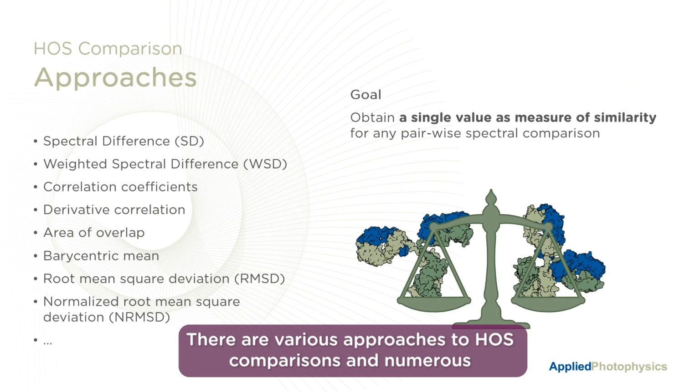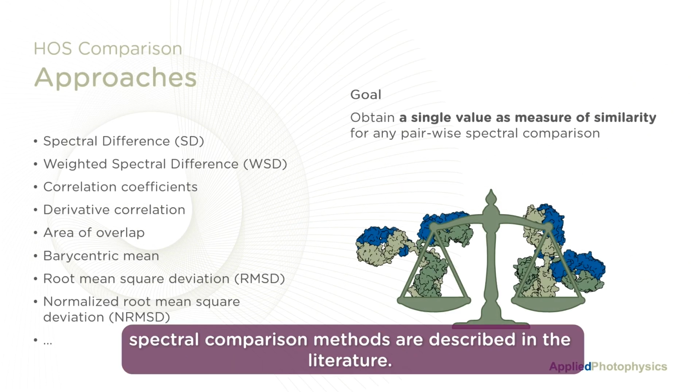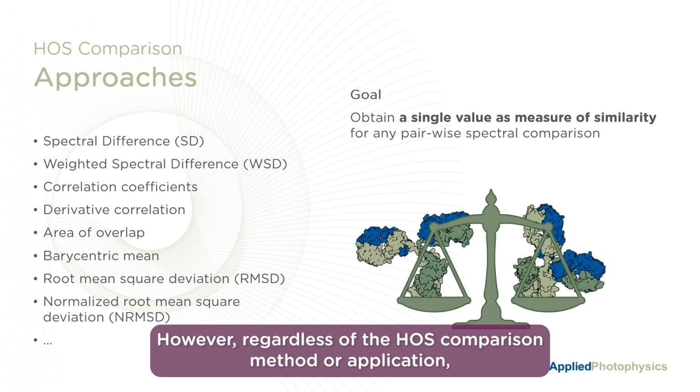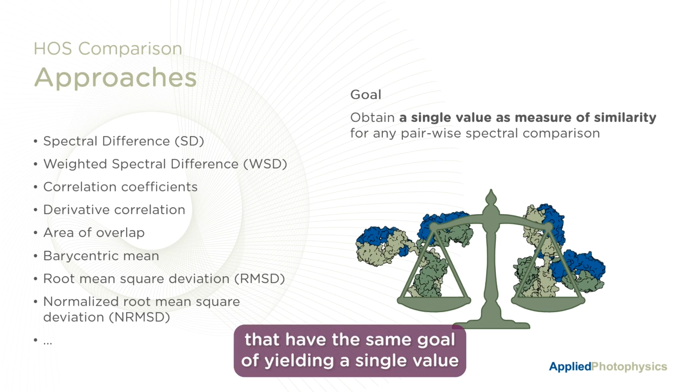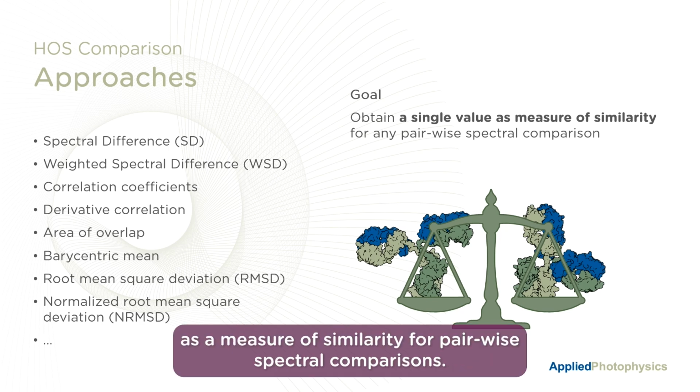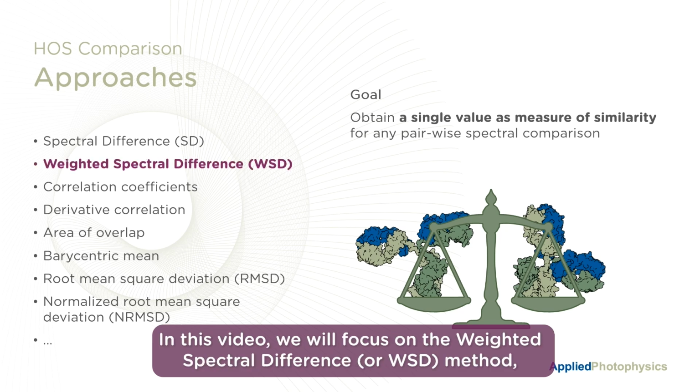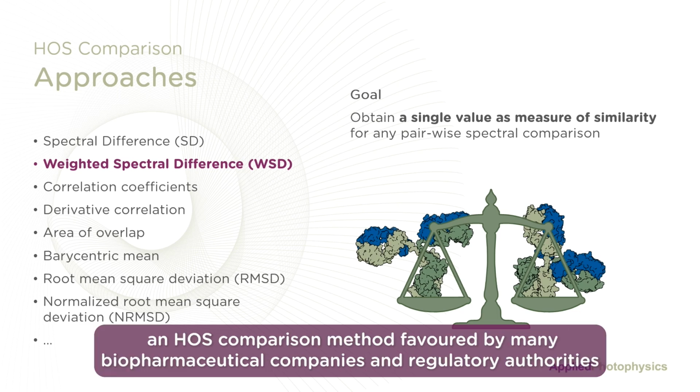There are various approaches to HOS comparisons, and numerous spectral comparison methods are described in the literature. However, regardless of the HOS comparison method or application, all methods are mathematical approaches that have the same goal of yielding a single value as a measure of similarity for pairwise spectral comparisons. In this video, we will focus on the Weighted Spectral Difference, or WSD method, an HOS comparison method favored by many biopharmaceutical companies and regulatory authorities.